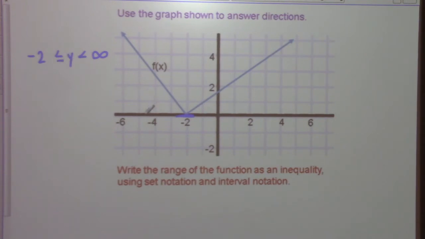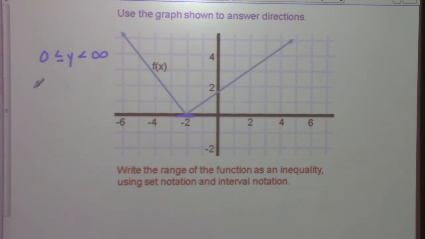So now is that right? No, 0 instead of negative 2. So Connor says this would be 0 over here, is that right? Yes. Yeah, now it's right, okay? Good.